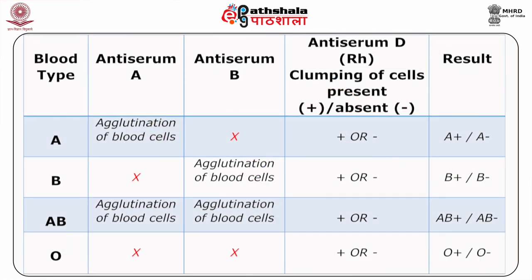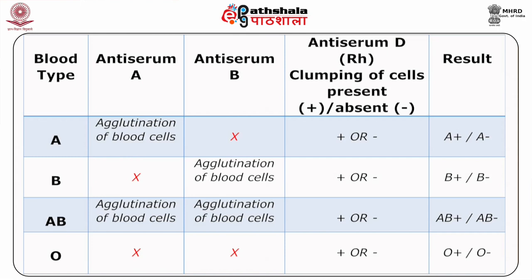For example, as you can see in this table, blood type A will produce antibodies against antiserum B. That is, it will result in agglutination of the sample. Similarly, type B will show clumping when antiserum A is poured. Blood type AB will show agglutination in both antiserum A and B, as both antibodies A and B are present. And lastly, blood type O, due to the absence of antibodies, will not show any clumping or agglutination of cells.